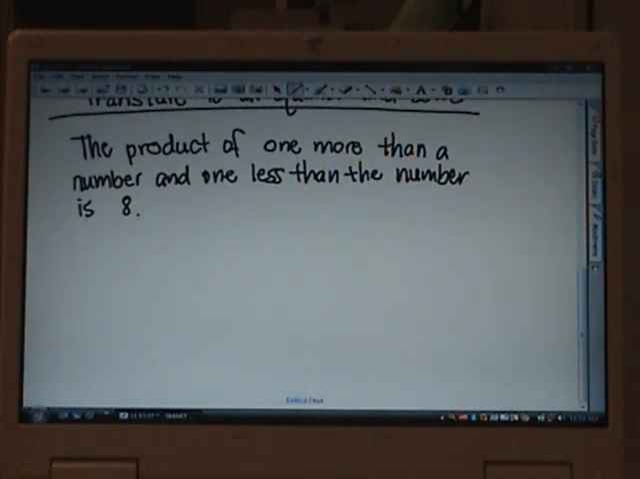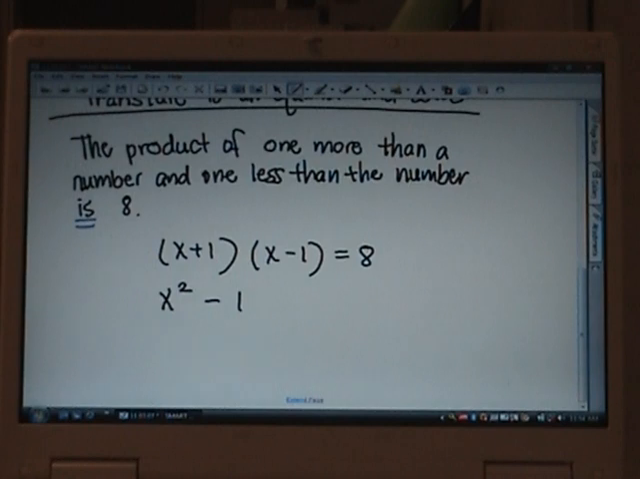The product of one more than a number, so that would be x plus 1, and one less than the number, x minus 1, is 8. Equals 8. So we're going to have to multiply this together, subtract 8, factor, and set each factor equal to 0. X squared minus 1 equals 8, minus 8, minus 8.